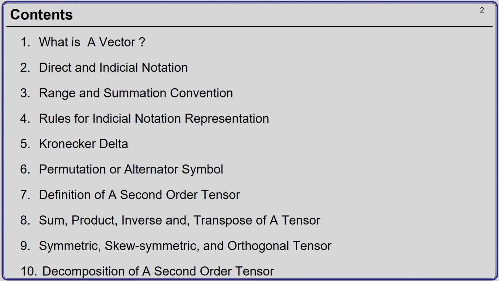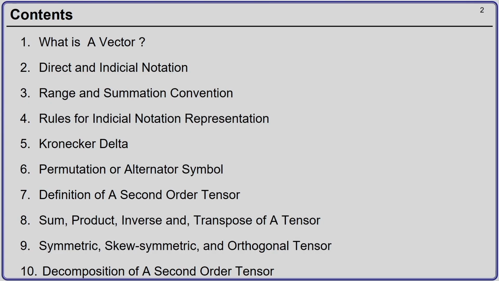This will be followed by a discussion on range and summation convention, which are used, and then we will discuss some rules for indicial notation representation of tensors. Followed by this, we will look into two important concepts in tensors, which are Kronecker delta and permutation and alternator symbol. Then we will look into what is meant by a second order tensor.